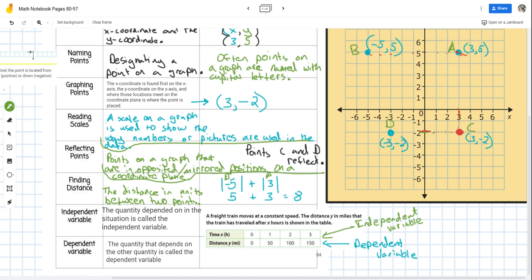So you can see here in this example, if the train traveled 0 hours, it goes 0 distance. But if it goes 1 hour, it goes 50 miles. 2 hours, 100 miles, and 3 hours, 150 miles. So the independent variable in this case is the time traveled, and the variable that depends on that is the distance the train can travel in that amount of time.